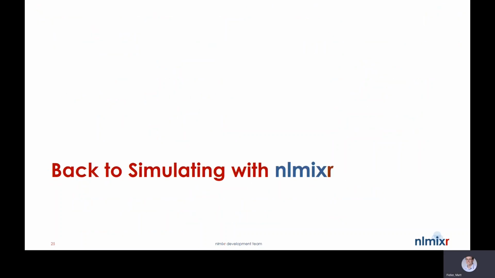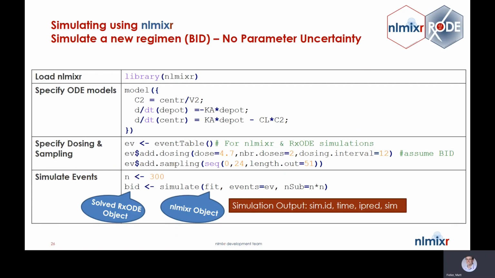Okay, going back to nlmixr, once we have these event tables, we can use the model that we already ran. The ODEs are actually specified in the nlmixr piece of this model, in the model block. Then we have this dosing and sampling, and then we simulate the events. So n would be the number of events you're studying. And then eventually you would just simulate the new events and the number of subjects. It'd be n times n, and this n times n is 300 times 300.